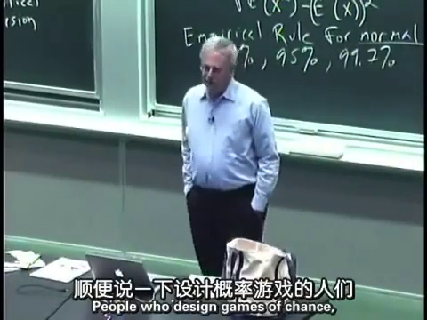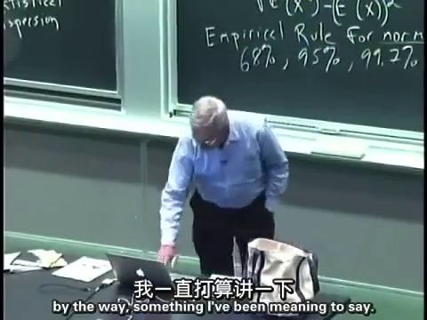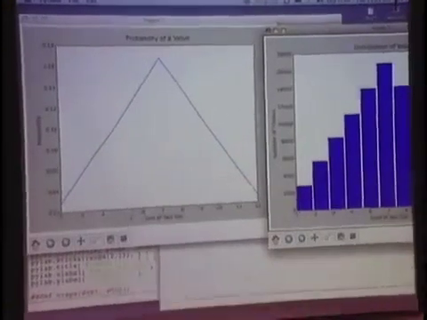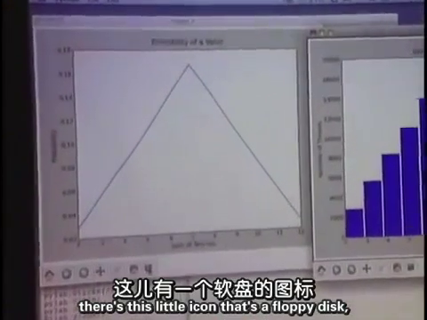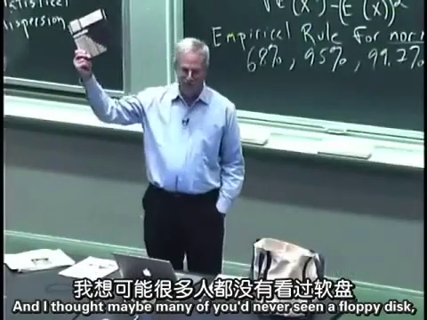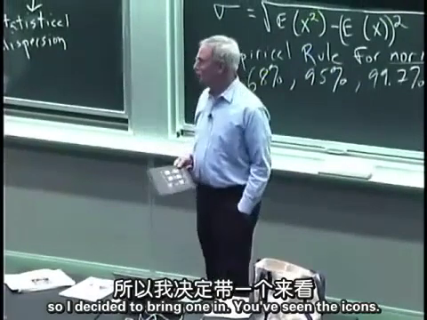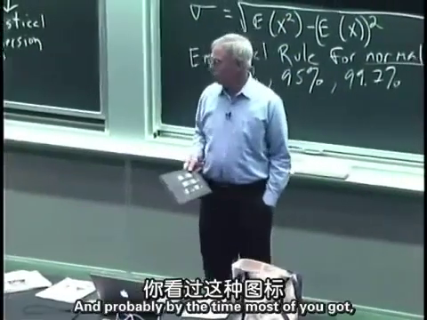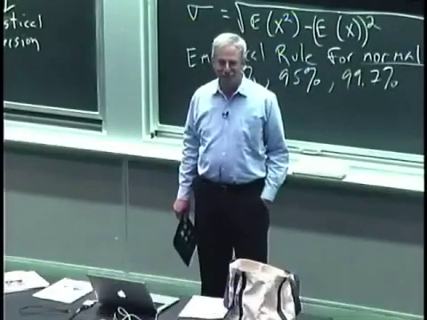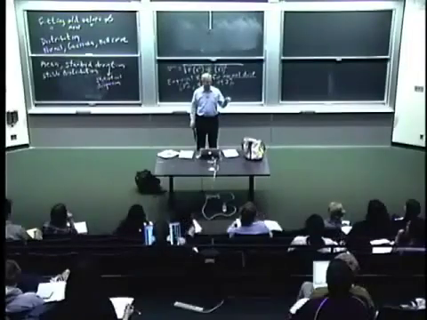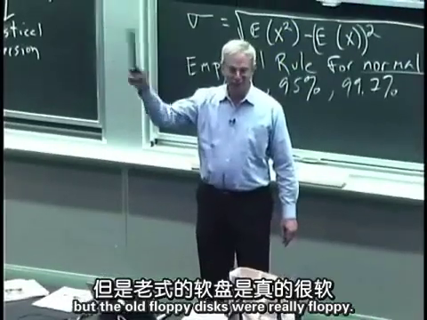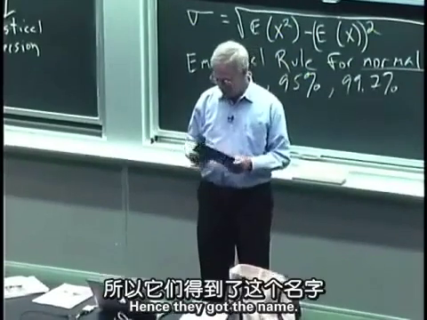People who design games of chance, oh, by the way, something I've been meaning to say. You'll notice down here, when we want to save these things, there's this little icon that's a floppy disk to indicate store. And I thought maybe many of you had never seen a floppy disk. So I decided to bring one in. You've seen the icons. And probably by the time any of you ever had a machine with a, quote, floppy drive, did it actually flop the disk? No, they were pretty rigid. But the old floppy disks were really floppy. Hence, they got the name.